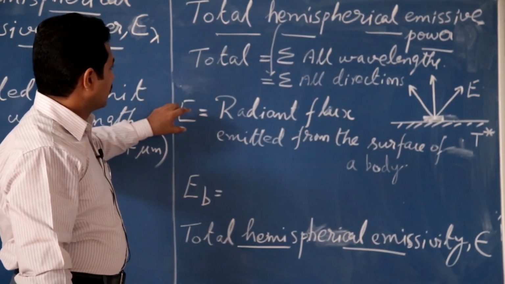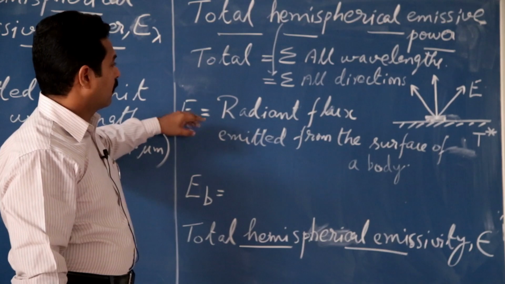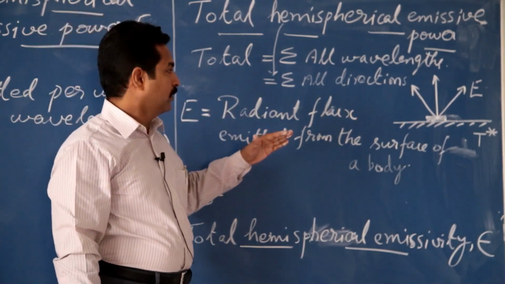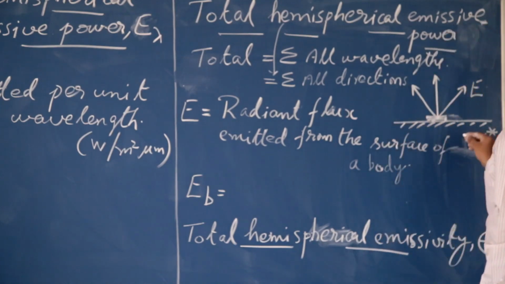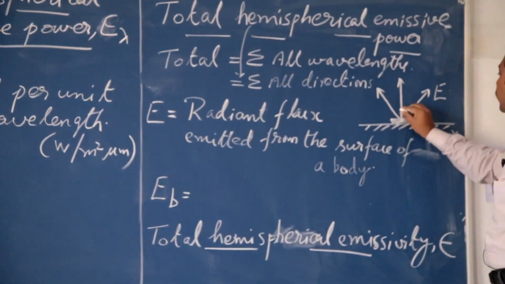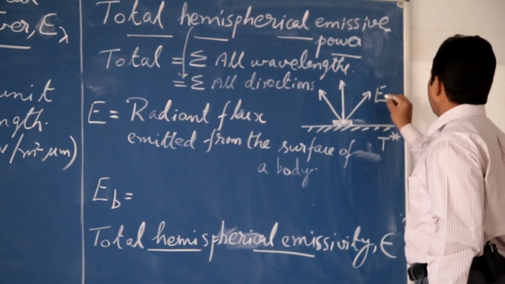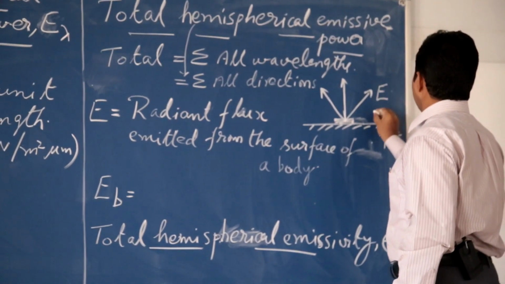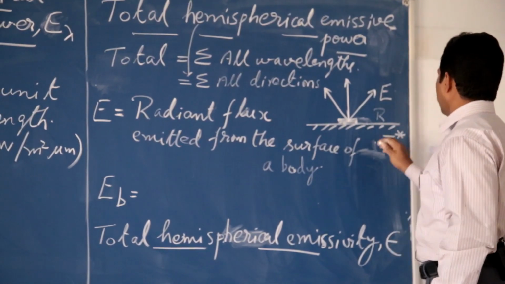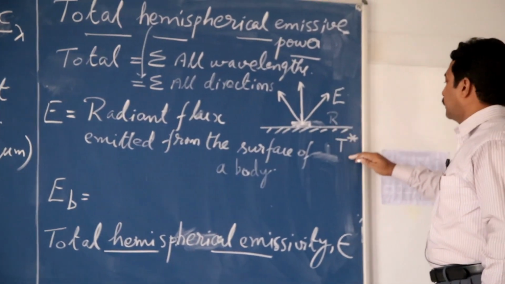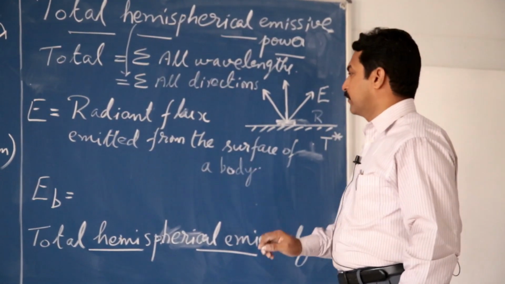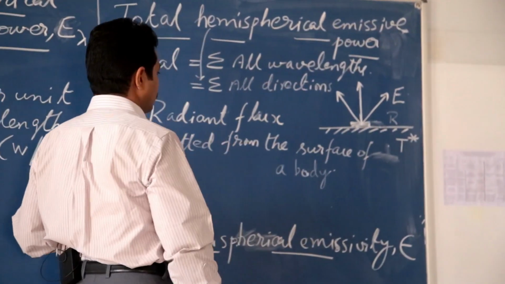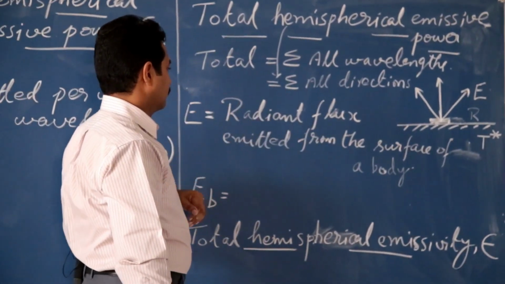So we can represent this total hemispherical emissive power of a real surface. This is an example for a real surface. Here there is a real surface, and you can see that radiation is emitting. The surface is at a temperature of T star. So this is the radiation flux emitted from the real surface.